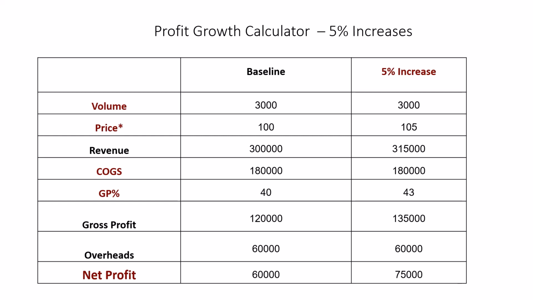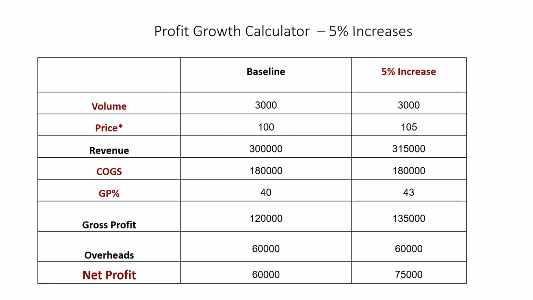Again, doesn't mean we necessarily have to put our headline price up. There's lots of ways of increasing our average price by 5% without increasing our headline price. So our average price goes up to 105. Our revenue goes up to 315,000 again, because 3,000 times 105. Our cost of goods sold doesn't change now because we're not selling more volume. But our gross margin goes up because the difference between our selling price and our direct cost is higher. So it's now 43% gross margin, which means our gross profit goes up to 135,000 from 120,000.